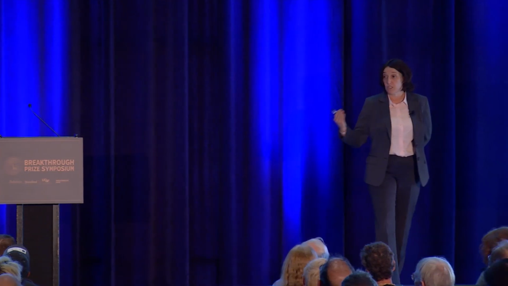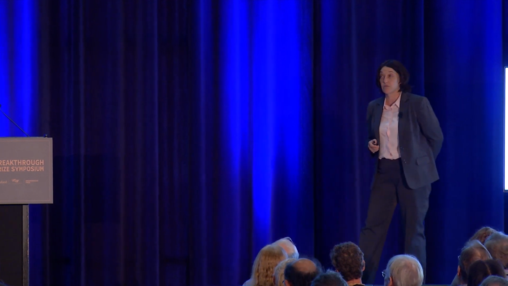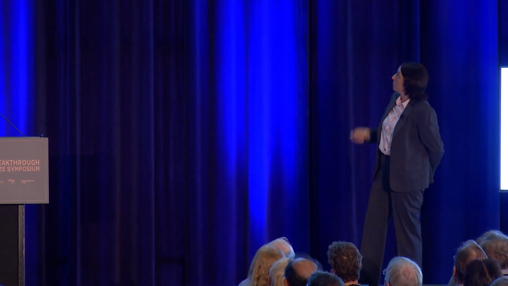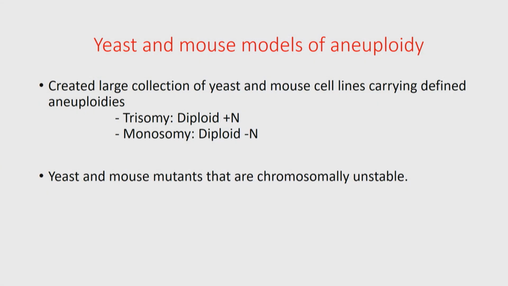They have specific names. If you gain a chromosome, it's called a trisomy. You probably have heard about trisomy 21. These are individuals who have 3 copies of chromosome 21. If you lose a chromosome, it's called monosomy. So we studied these cell lines, and in addition, we studied cell lines that have mutations in genes that are responsible for segregating chromosomes accurately. When you make mutations in these genes, chromosomes get missegregated, and you create pools of cells that have highly variable and aneuploid karyotypes.